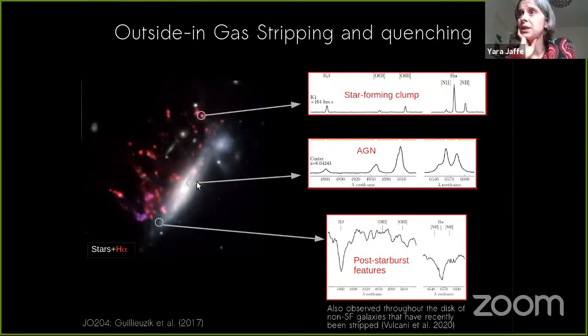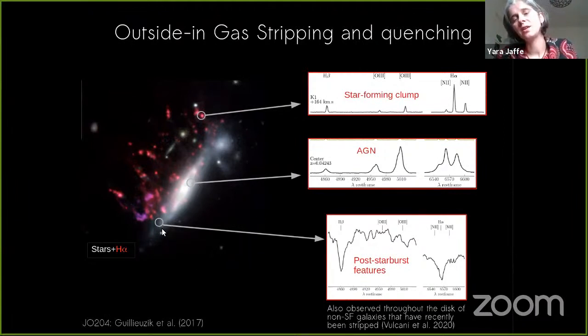Another thing that we've seen pretty clearly with this data set is that stripping occurs from the outside of galaxies towards the center, as I showed with the simulations at the start of the talk. Here you have one of our jellyfish galaxies where you can see the stellar component in white and the ionized gas, the H-alpha, in red. Some of the outer parts of the disk are already devoid of H-alpha. If we look at the spectra from the MUSE data cube in different regions, in these star-forming clumps we have a typical star-forming spectrum with very nice bright emission lines. At the center of the galaxy, we have the AGN, with this broad emission.